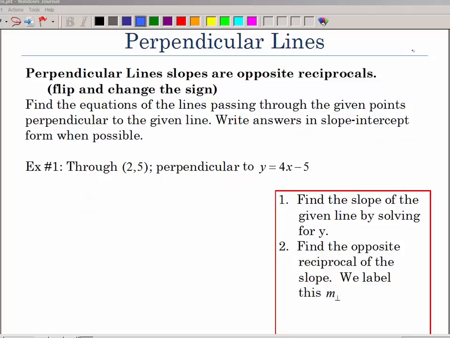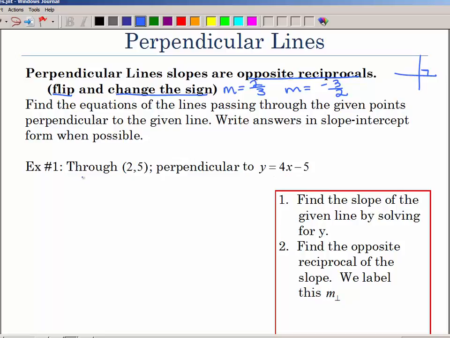Now let's look at perpendicular lines. Perpendicular lines, yes, they do meet at a 90-degree angle, but their slopes are opposite reciprocals, meaning if you have one slope of 2 over 3, that opposite reciprocal would be negative 3 over 2, meaning you're going to flip it, that's the reciprocal part, and you're going to change the sign, that's the opposite part.